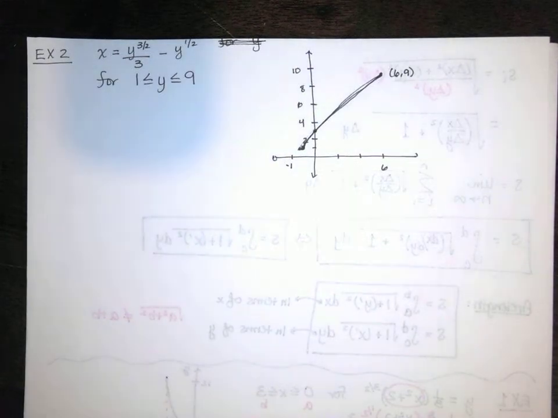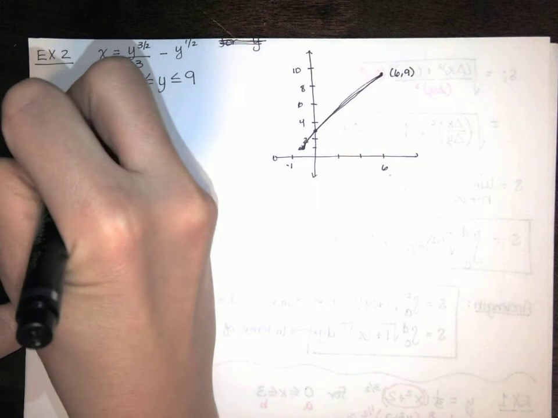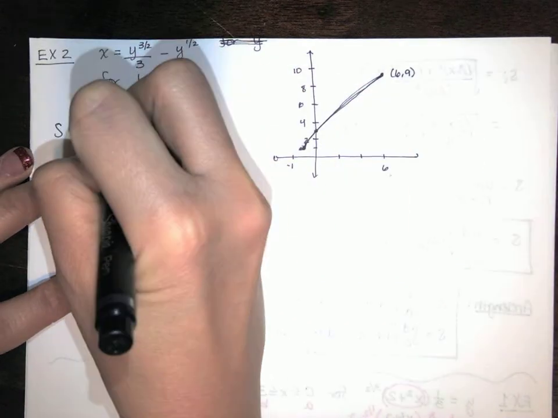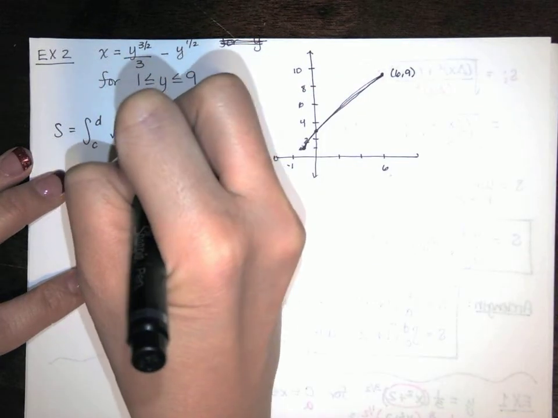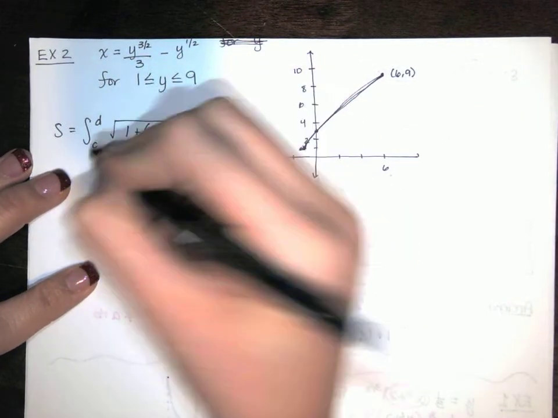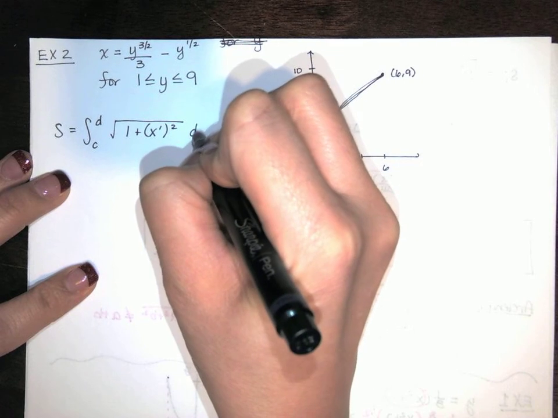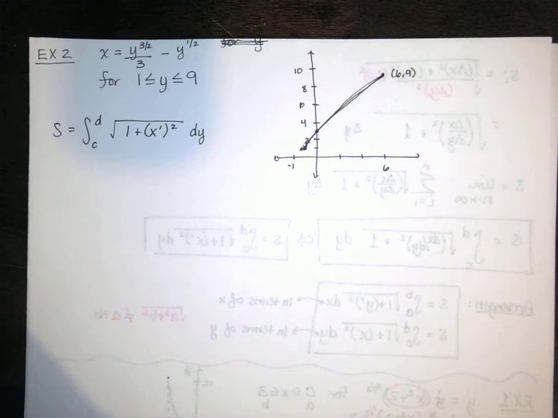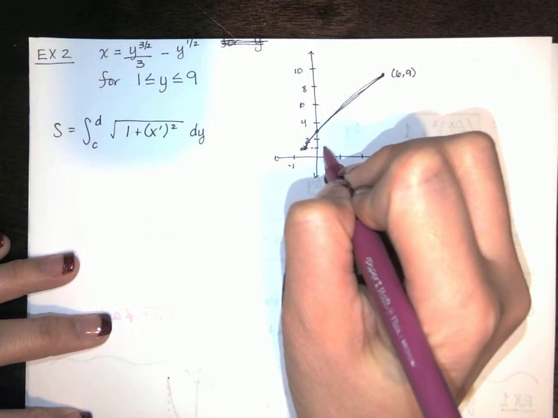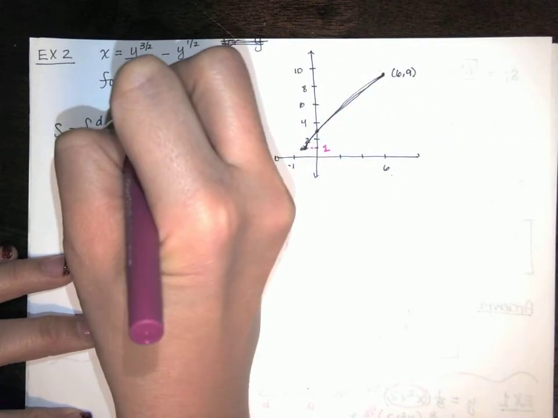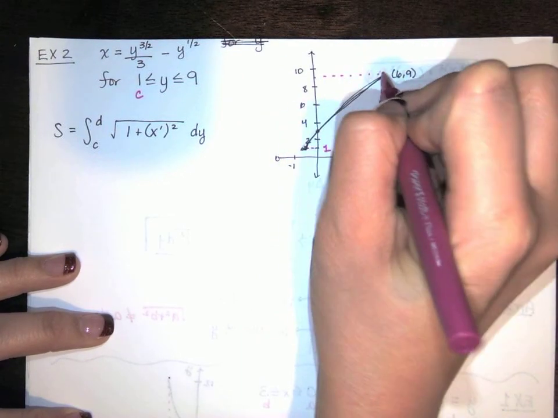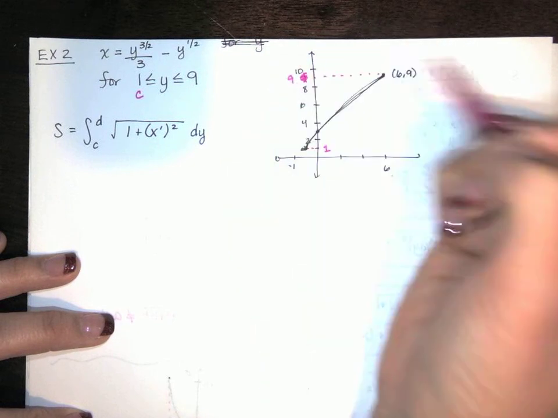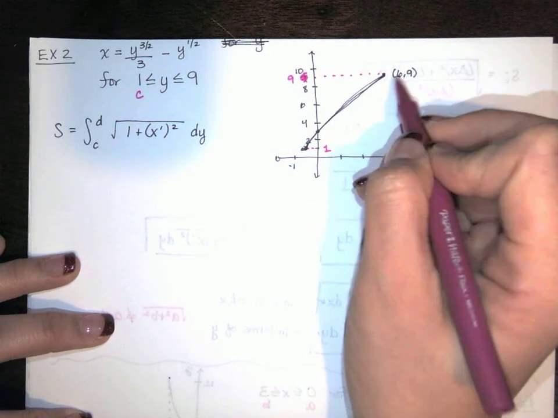Now, since I've got x as a function of y this time, I'm going to use this formula. We tend to use constants c and d instead of a and b when we're integrating with respect to y. It's just convention. We could use any letters we want there. And c and d are the bounds for y. So y starts at 1, that's our c, and y ends at d, that's our 9. So from y equals 1 to y equals 9, we want the length of that curve.